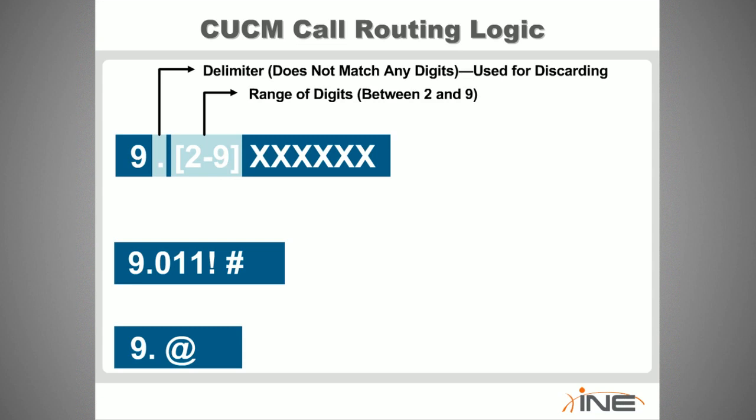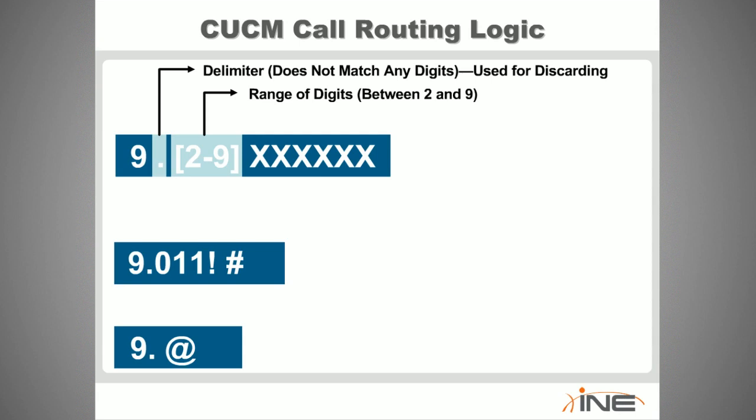Next, we see a left bracket 2-9 right bracket. Anything within a left-right square bracket matches exactly one digit. So if we have 2-9 in that left-right bracket, we're matching any one digit that is the numbers 2, 3, 4, 5, 6, 7, 8, or 9, the DTMF digits. We're not matching 0 or 1.